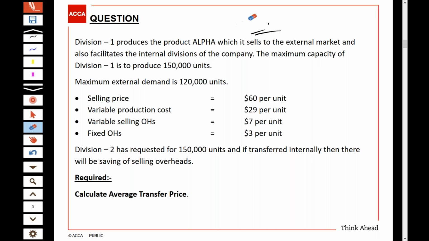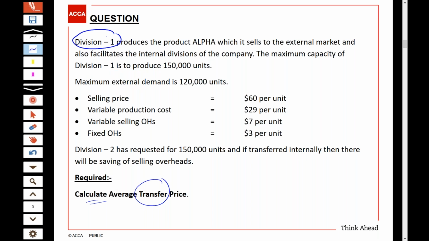Now, students, I hope you have gone through this question, and I'm reading it once again. There is something changed from the previous question. See what the requirement is asking: calculate the average transfer price. Division 1 produces the product alpha, which is sold to the external market and also supplies the internal division of the company. The maximum capacity of division 1 is to produce 150,000 units.